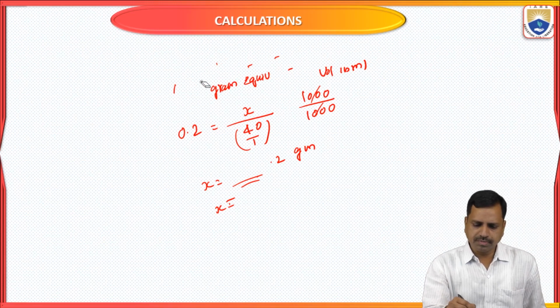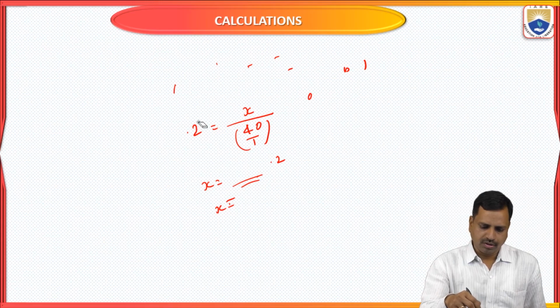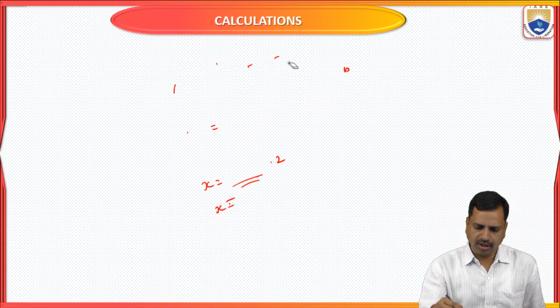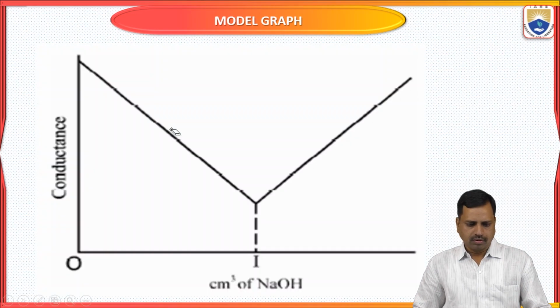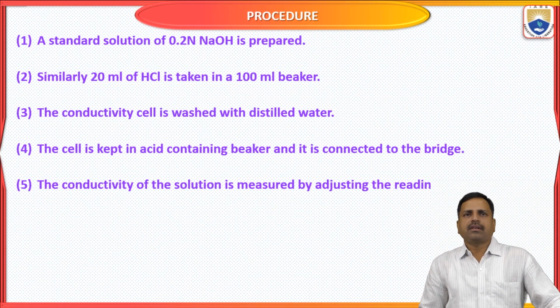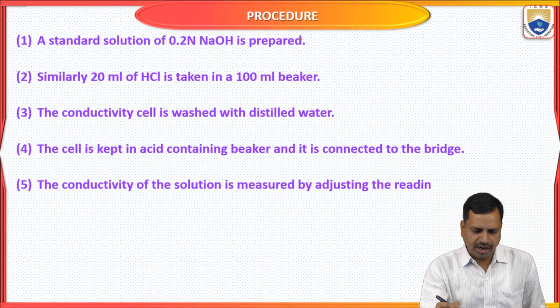Okay, students, in this manner we calculate the normality of NaOH. Why do we have to prepare the NaOH solution? Because we require 0.2 normality of NaOH. Then this step is over. The standardization of the 0.2 solution is over.